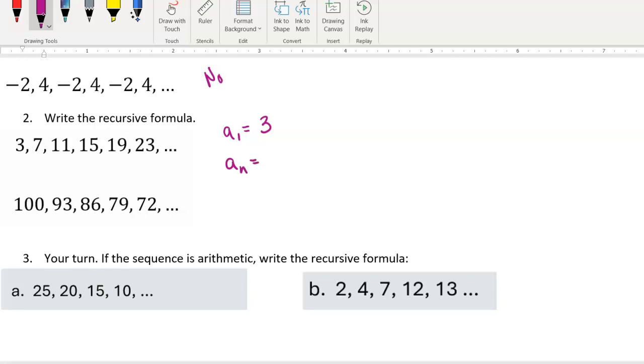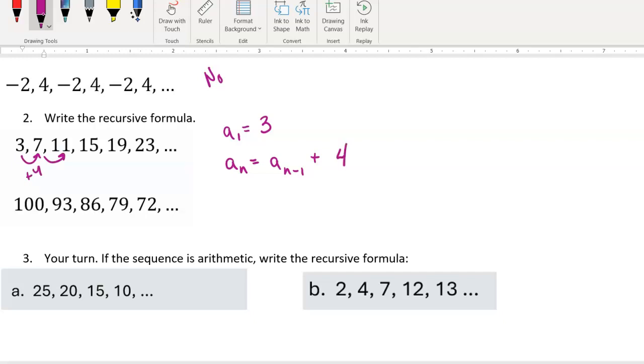Now a sub n just means to find any term in the sequence, or to find the next term in the sequence, this is what we would do. We would take the previous term, a sub n minus 1, and then we would add our constant difference. So again, going from one term to the next, we are adding 4 each time.